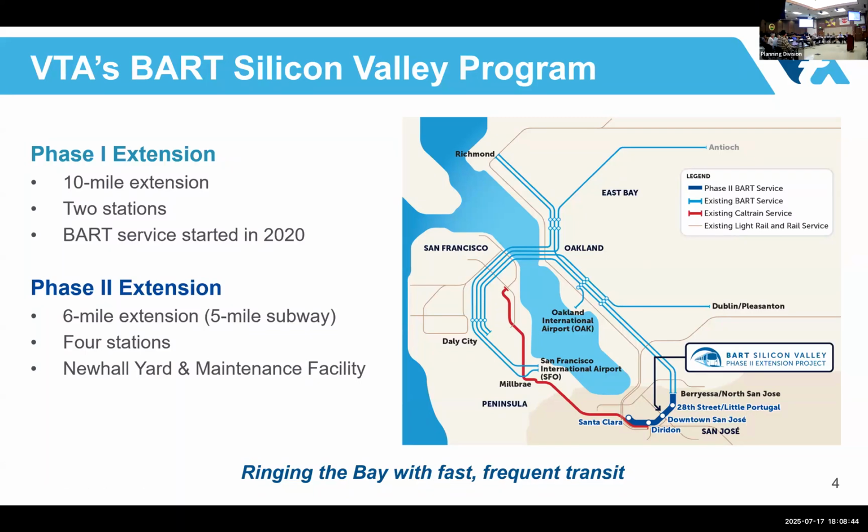So with BART crossing the bay, coming down the East Bay and into San Mateo County, and we have Caltrain going up the peninsula through your city in Santa Clara, and this small gap that we have in the regional rail network. That's what we're really attempting to close with BART phase 2. The 6-mile project, 5-mile subways, 4 stations, and a maintenance facility spanning the border of San Jose and Santa Clara.